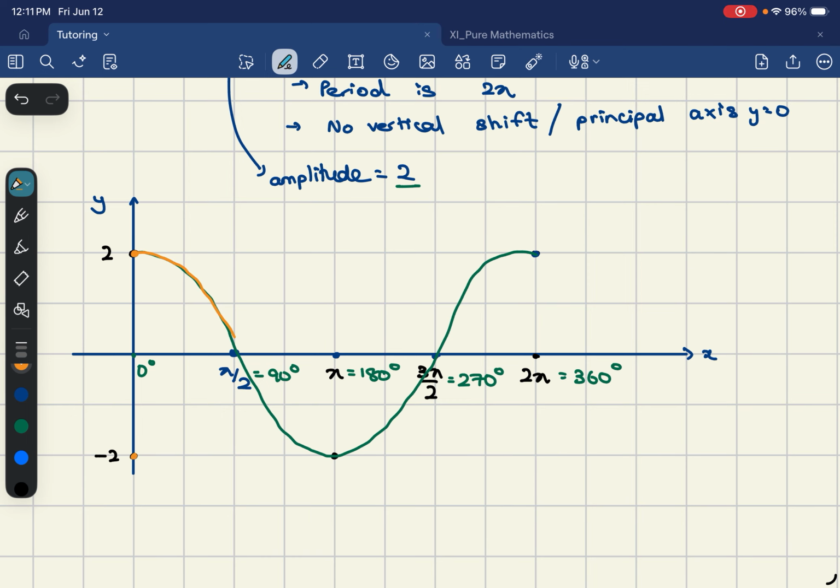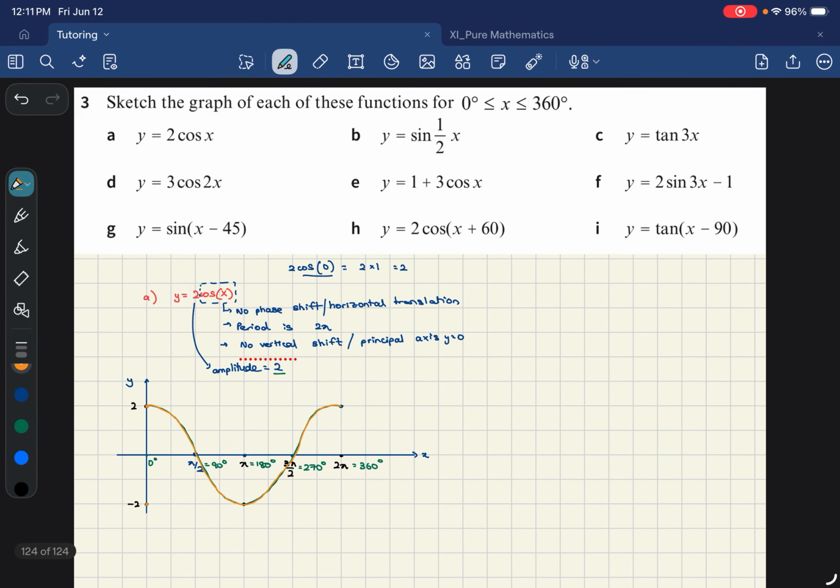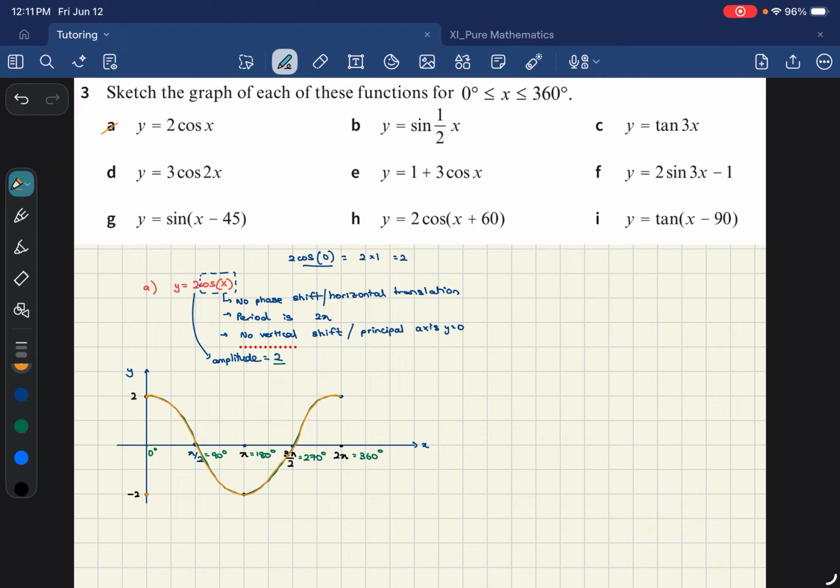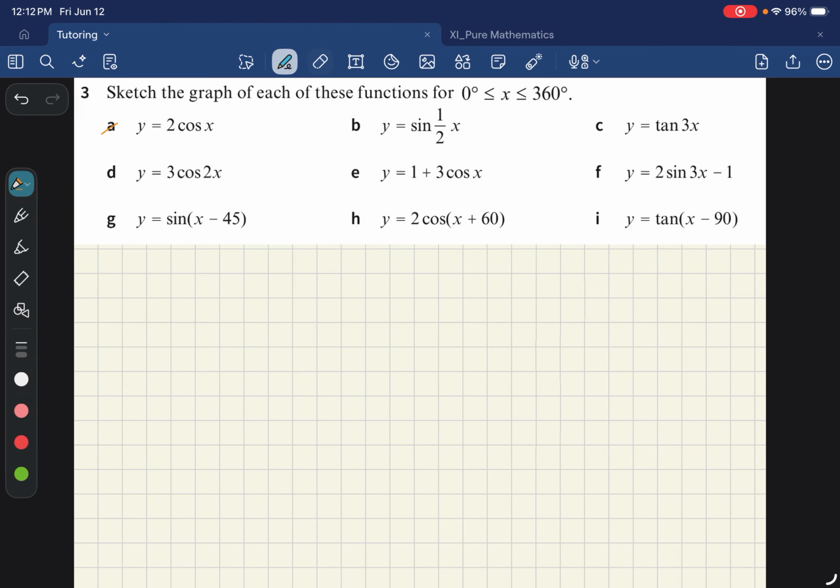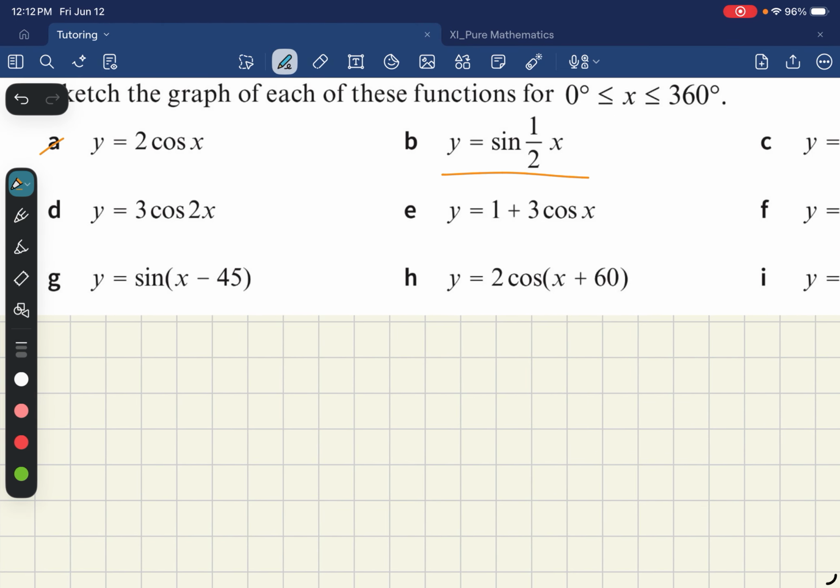All right. So your graph looks something like this. All right. So that is how you do this question. Now let's look at a few more examples, right? Because we want to get very, very familiar with this. All right. So how do you do this part?